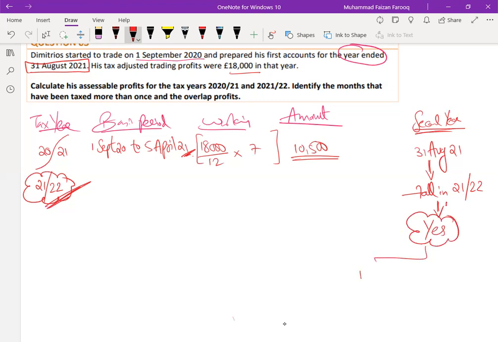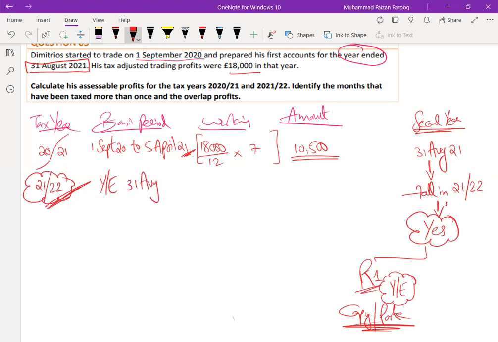And is it exactly 12 months, year end, or not in this question? Yes. So which rule is going to apply? Rule one is copy paste. Whatever is mentioned, like 31st August 21, we will just replicate it. We will just copy it and paste it. Done. And the overlap profit, which the examiner requires us to calculate.